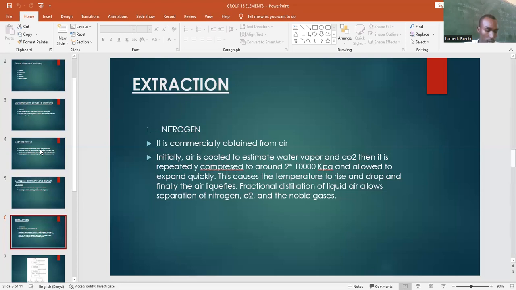heated, and nitrogen distills off first, since it has the lowest boiling point of negative 196 degrees, followed by oxygen, which has negative 186 degrees centigrade. Then rare gases at negative 183 degrees centigrade.